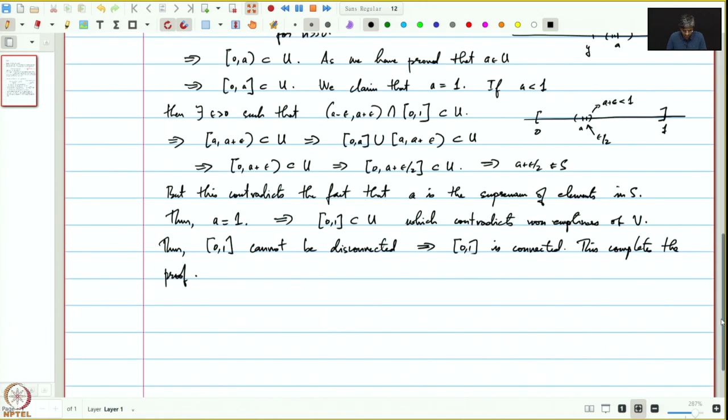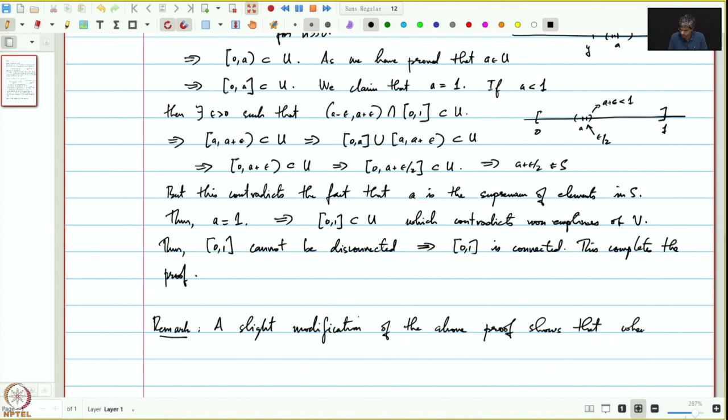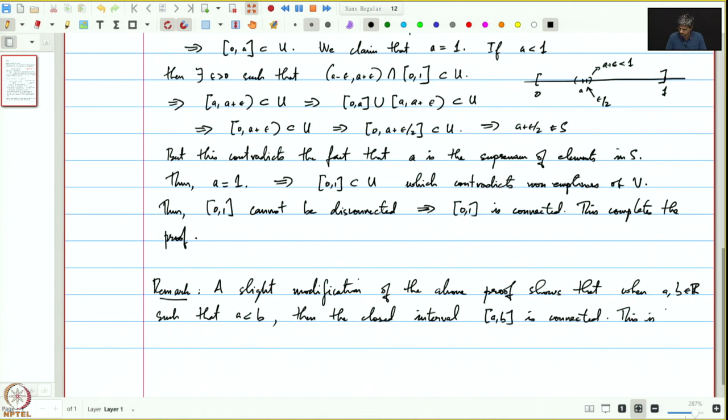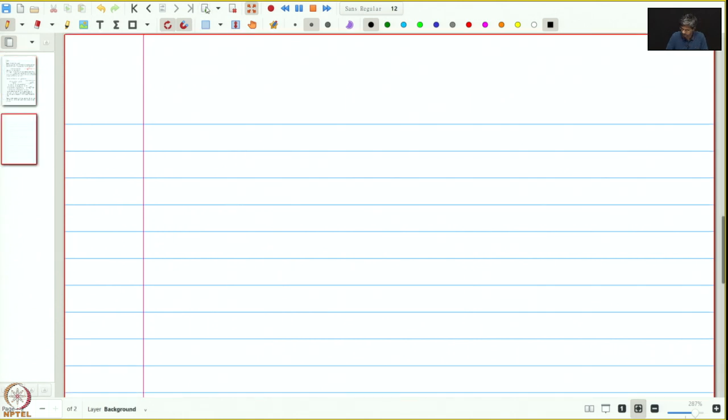Okay. So let us make a remark. A slight modification of the above proof shows that when A and B are two real numbers such that A is strictly less than B, then the closed interval [A, B] is connected. Okay, so we just have to imitate the proof, and that's easy. So this is left as an exercise. Okay, but we can do this in a simpler way, which we will see a little later.